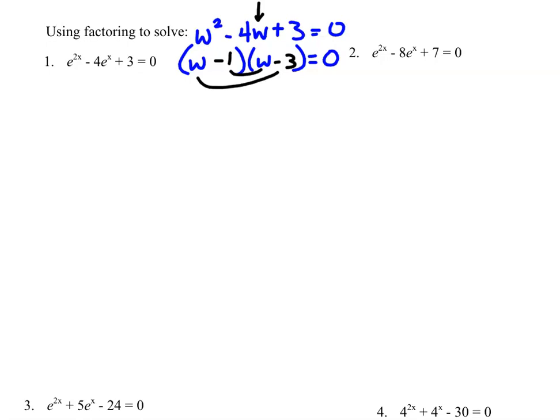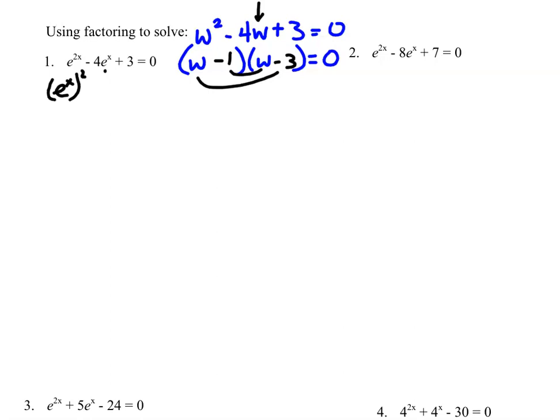We really have the same idea here. Instead of just a w squared, this is really an e to the x that's being squared, right? Power to a power we would multiply. So our shortcut way of writing that is just e to the 2x. But it's really an e to the x that's getting squared. And notice that we have an e to the x in our middle term.